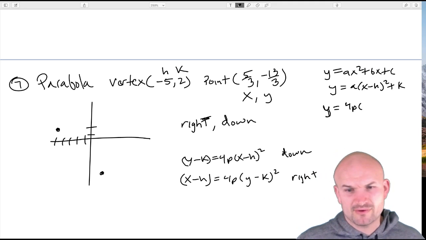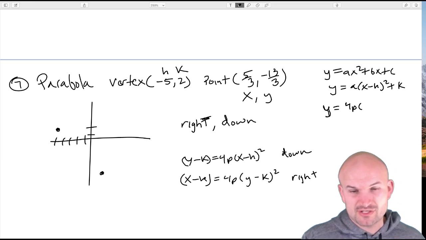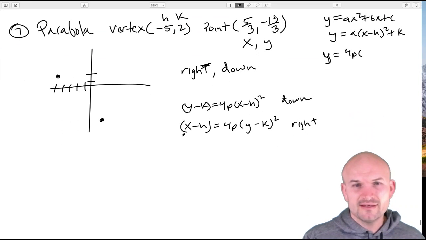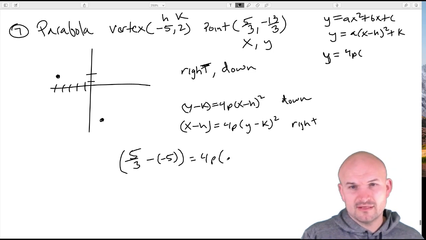Okay, so it's going to open up to the right. Well, I'm kind of already at my point where I'm not going to be able to go through it. So therefore, though, I can at least get you started. So let's go ahead and plug in 5/3 minus negative 5. Make sure you use parentheses. Equals 4 times p times y, which is negative 13/3 minus k, 2. And that's going to be quantity squared.